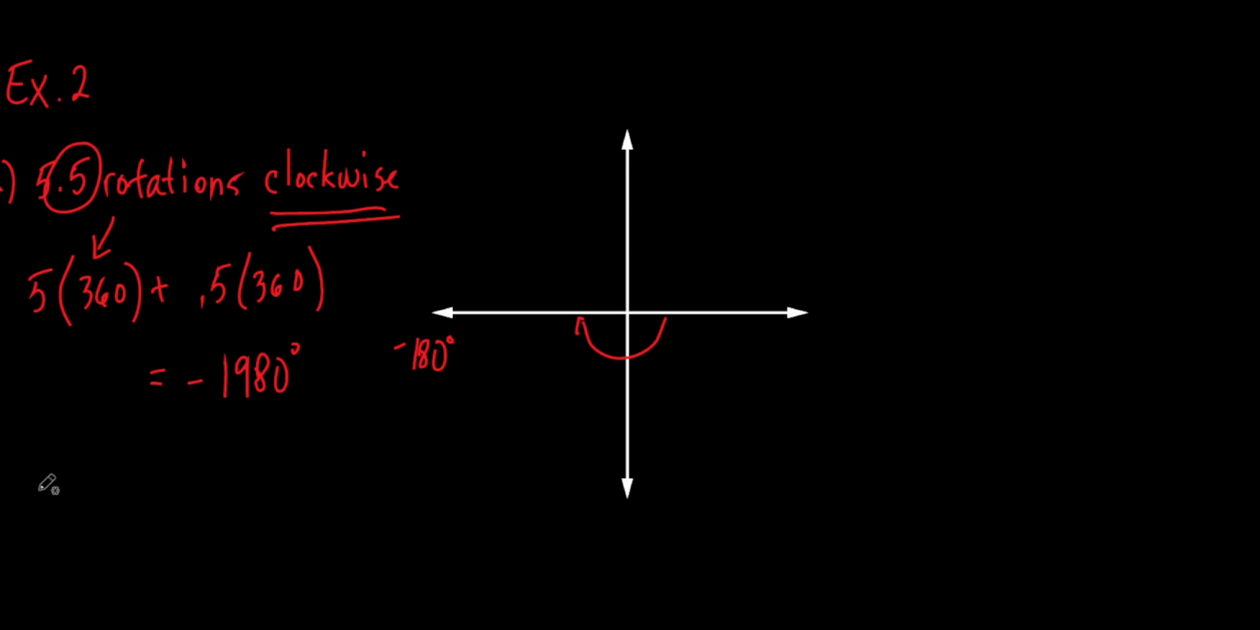All right, we'll do this one, part B. I won't even have to draw it for you. You should probably figure it out. What if it says, what's the angle measure represented by 3.3 rotations? This time we're going counterclockwise.